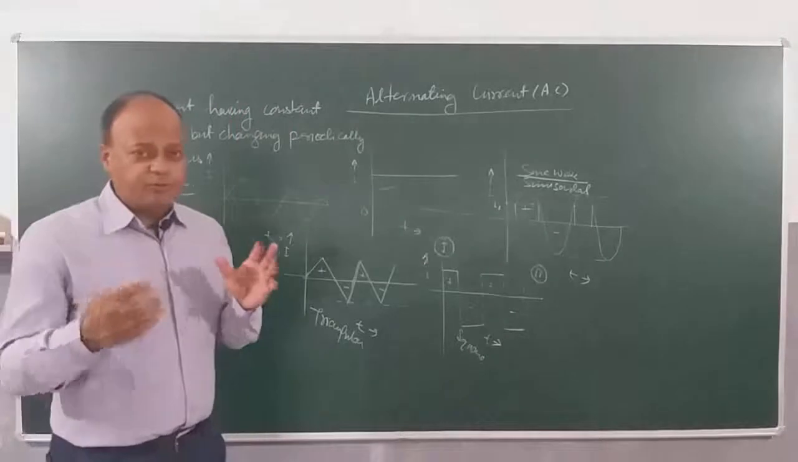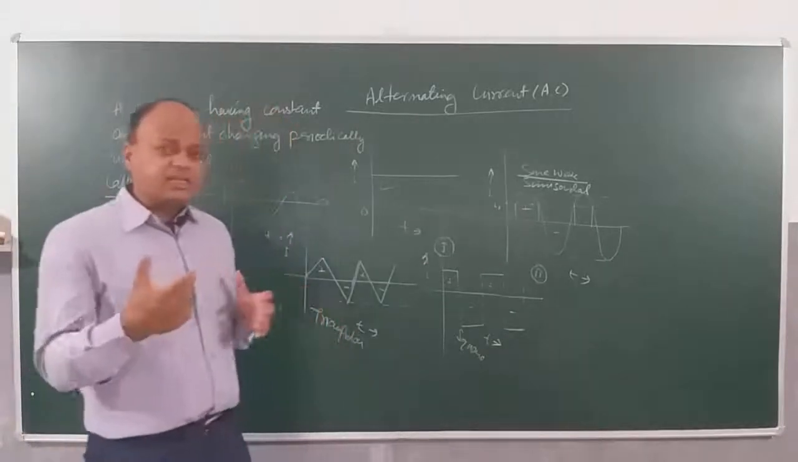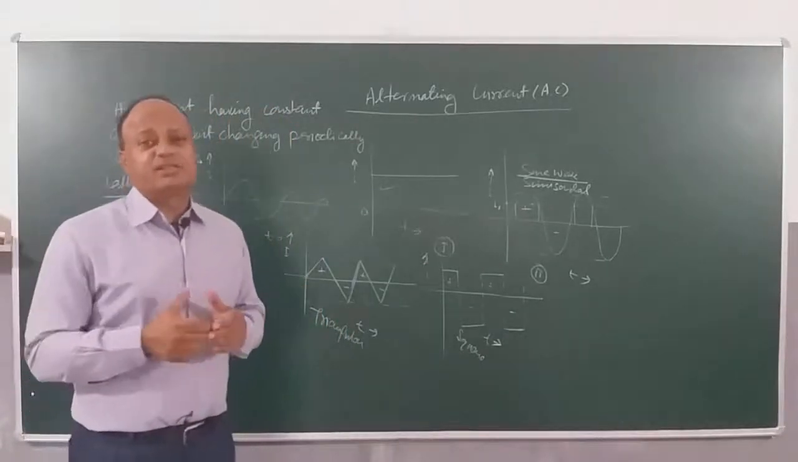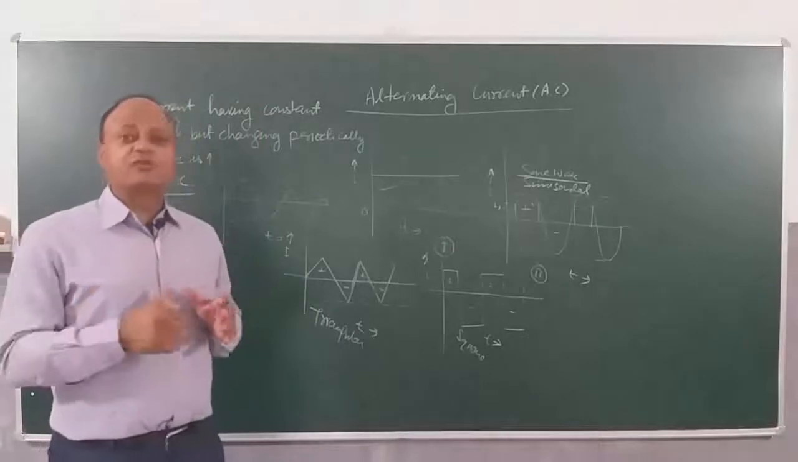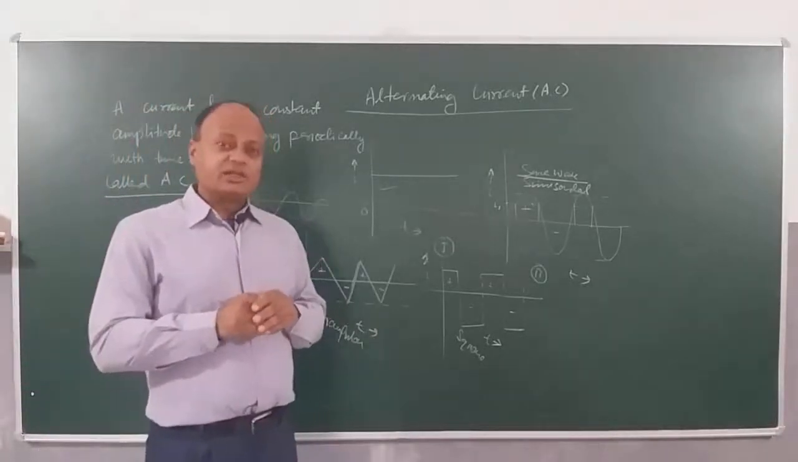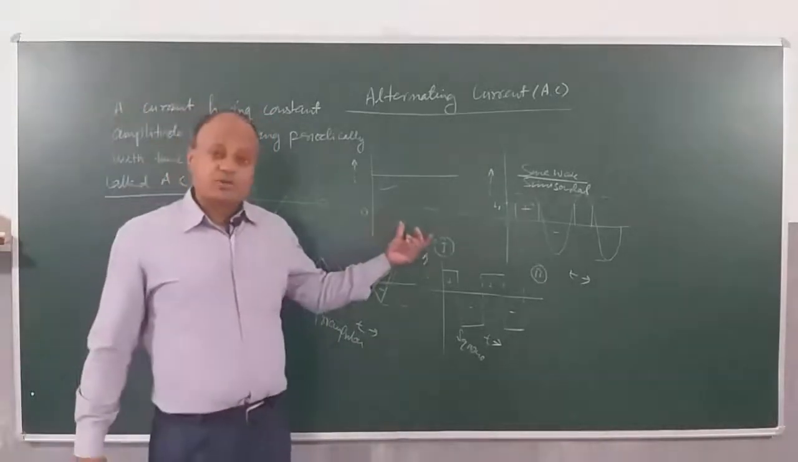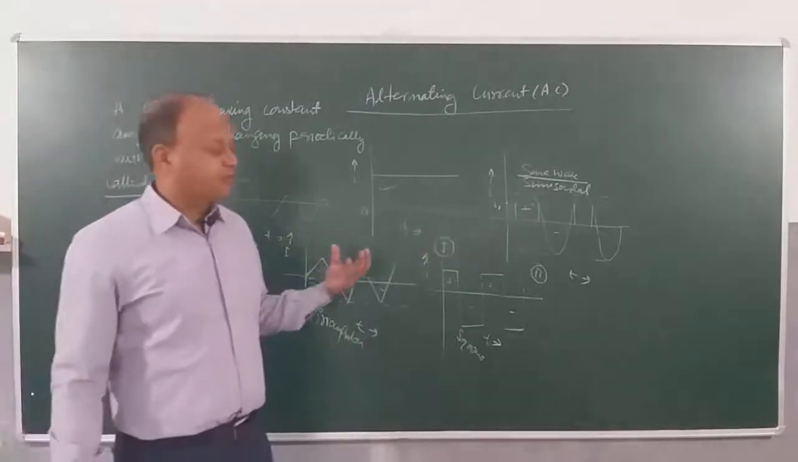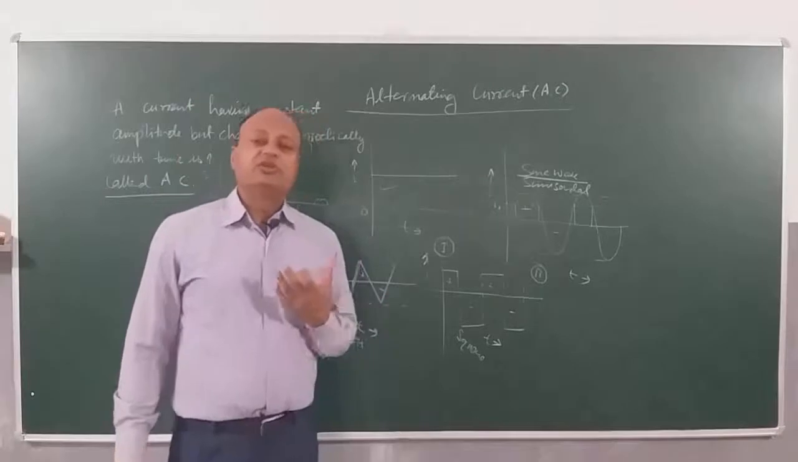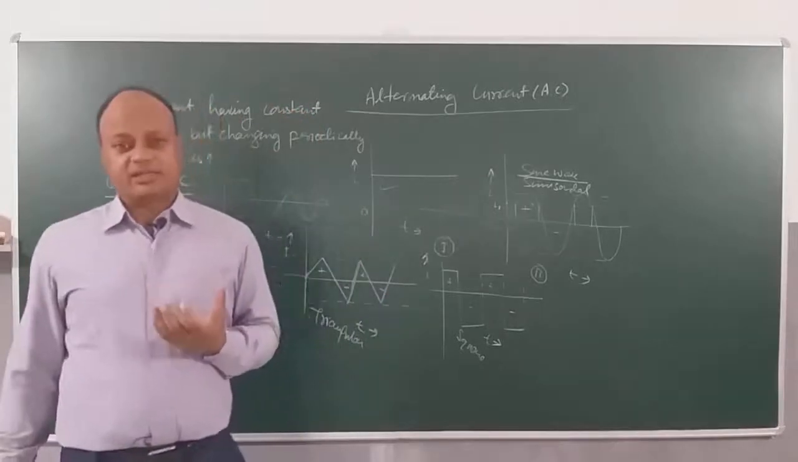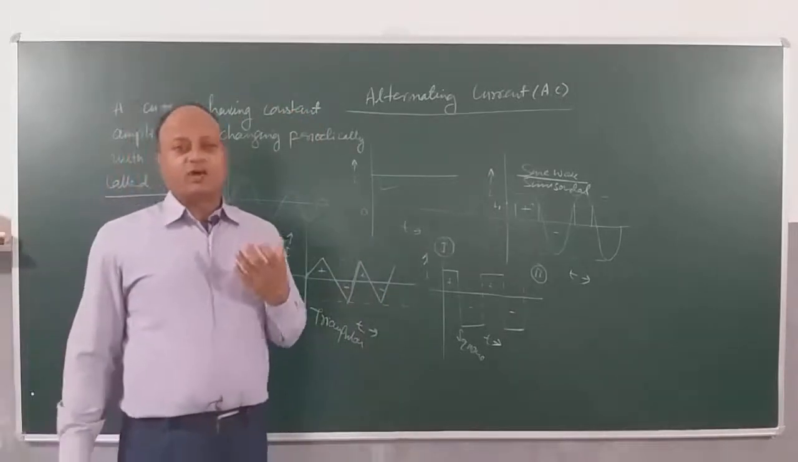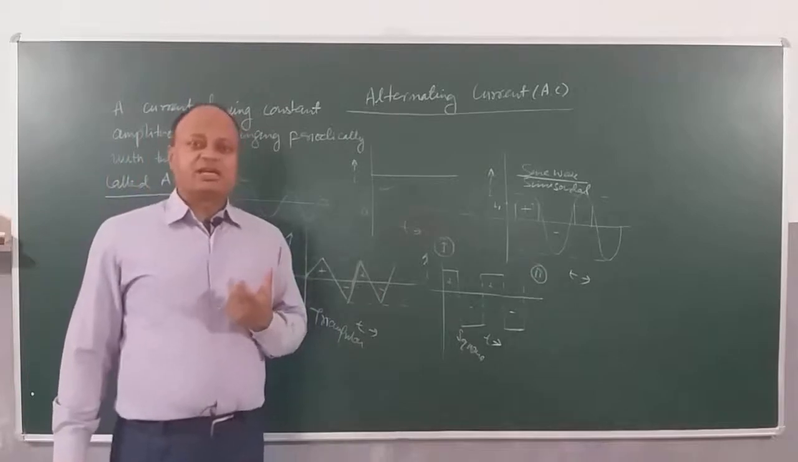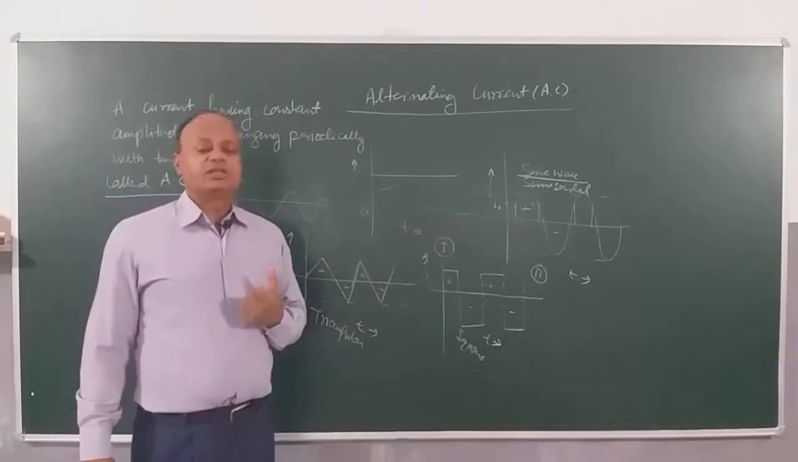So how do we produce AC? Like I said, DC can be produced from a battery or a cell, but AC cannot be produced from a battery or a cell generally. So how can we produce AC, children? For production of AC, we need to use the concept of electromagnetic induction. If you take a coil and you rotate it in the magnetic field, then you can actually generate what?